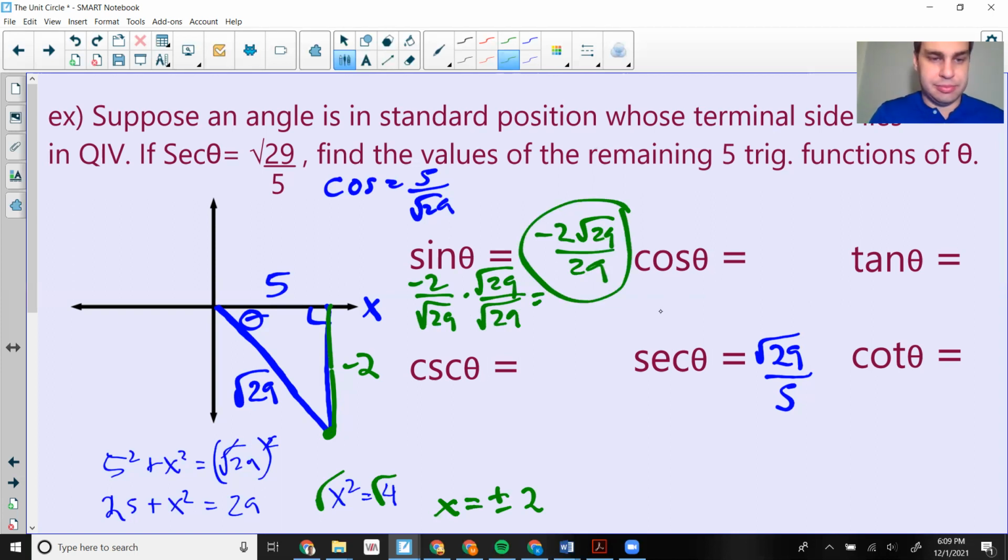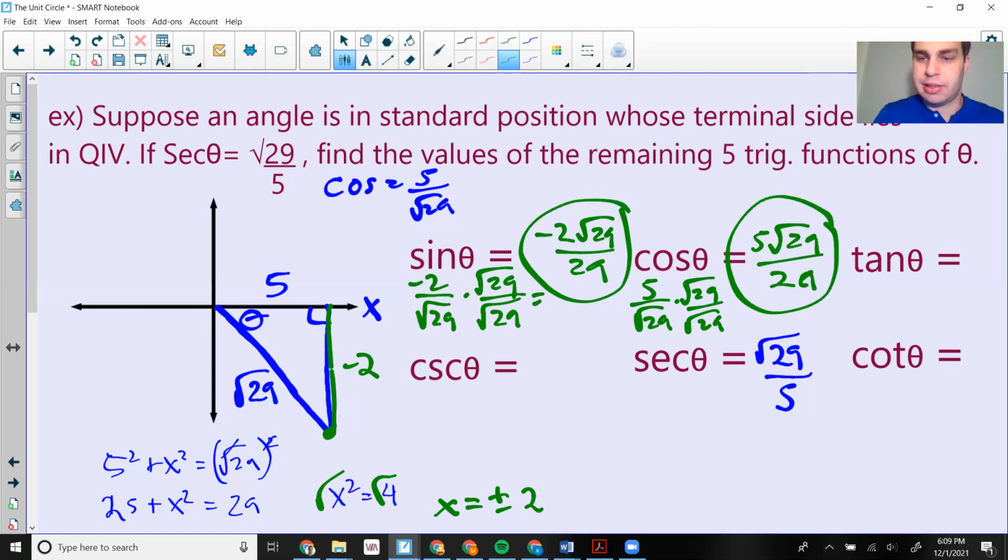Cosine, very similar. This time it is 5 over the square root of 29. And if I rationalize the denominator here, this is 5 square roots of 29 over 29. My 9s kind of look like 7s. There we go. Okay, and then tangent of theta is opposite over the adjacent, negative 2/5. So if I flip all these, let's see, if I flip cotangent real quick, this is -5/2.